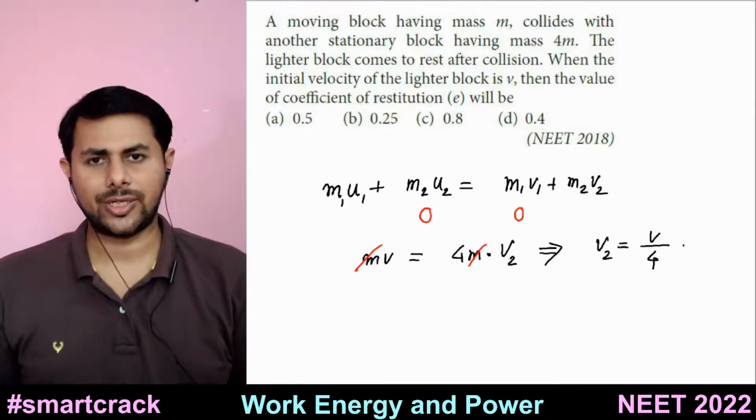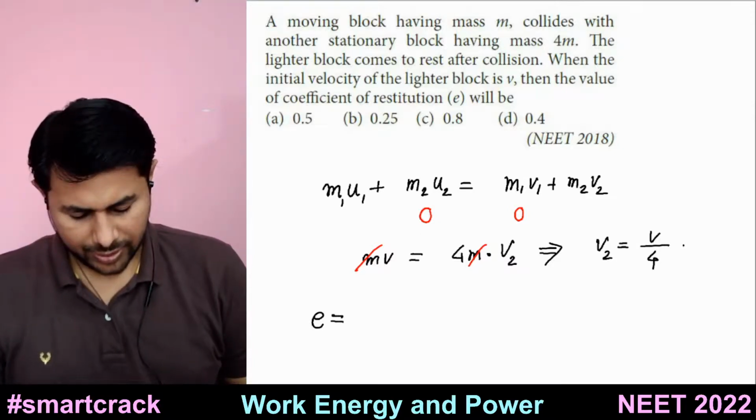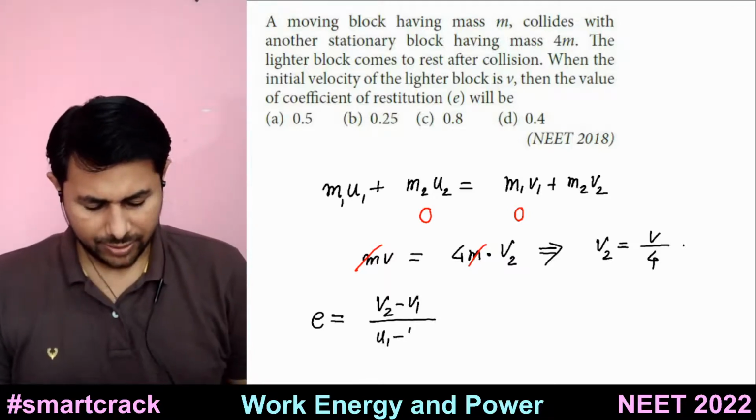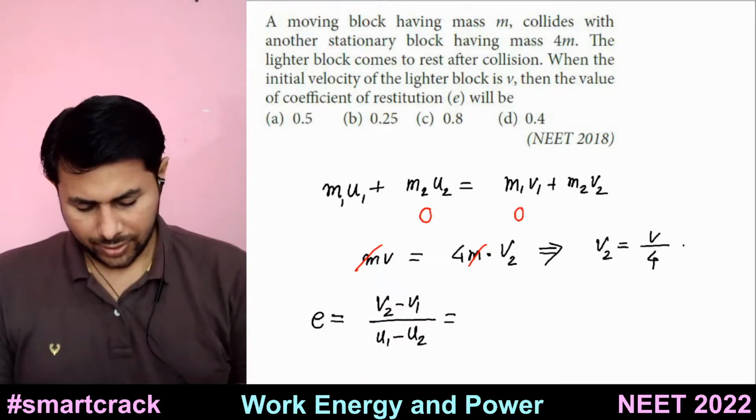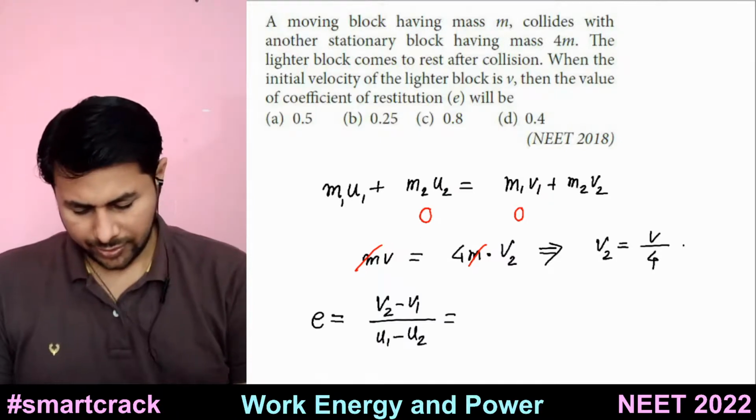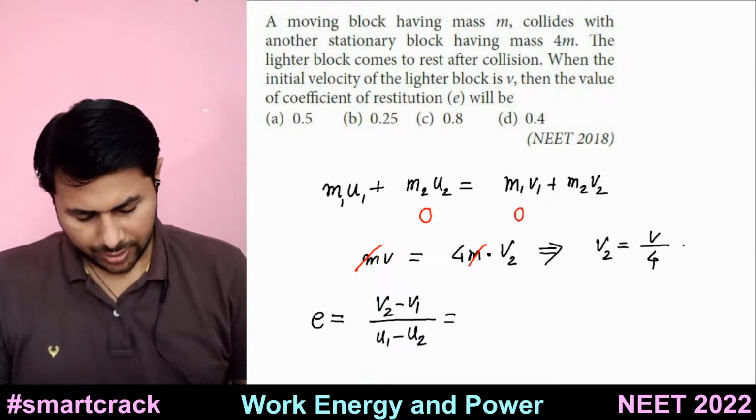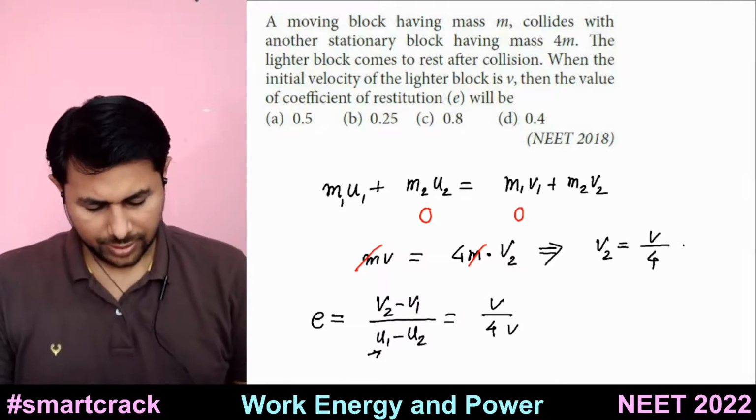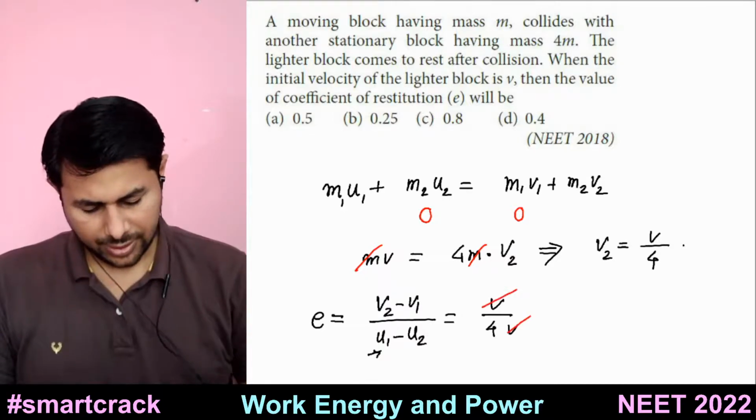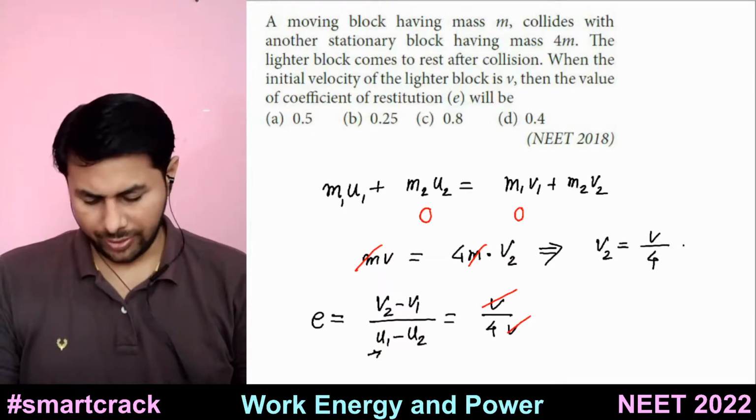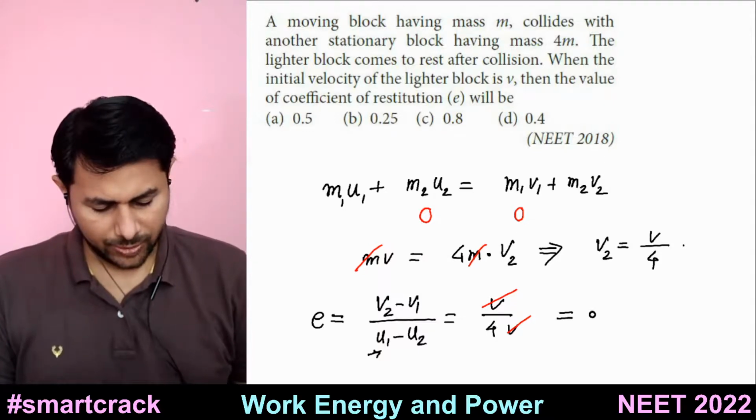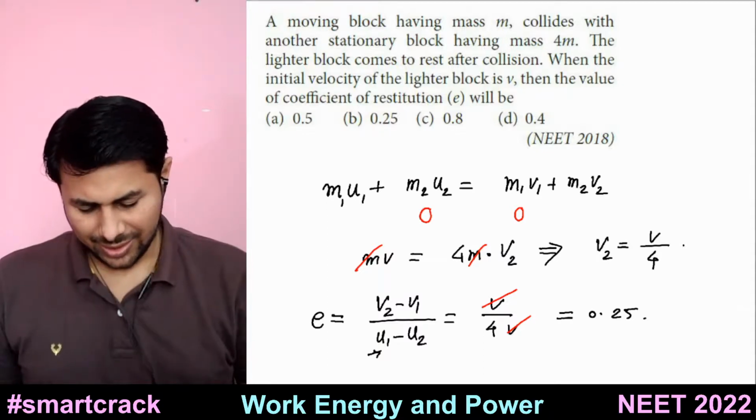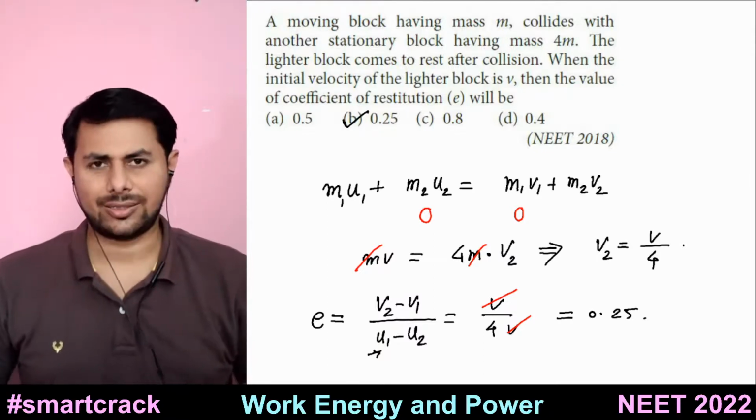And what is coefficient of restitution? So e equals (v2 minus v1) divided by (u1 minus u2). Here u2 and v1 are 0, v2 is equal to what? v upon 4, and u1 is equal to v. So v and v get cancelled. Coefficient of restitution is 1 by 4, or you can say it is 0.25. Okay, so this is the answer. All right, so option B is the answer.